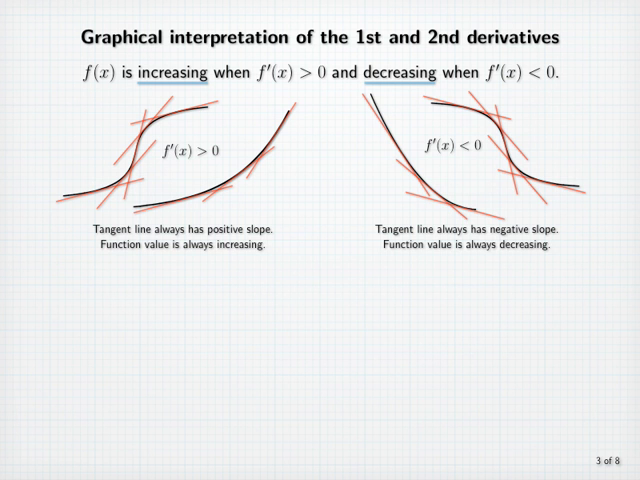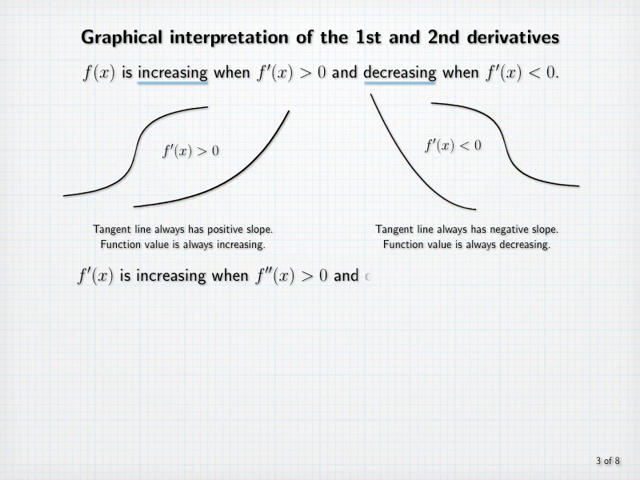Now, just as f is increasing when f prime is positive and decreasing when f prime is negative, we can say that f prime of x is increasing when f double prime is positive and decreasing when f double prime of x is negative. Here's the graph of a function on an interval on which f double prime is positive, or f prime of x is increasing. Now let's think about why that's so.